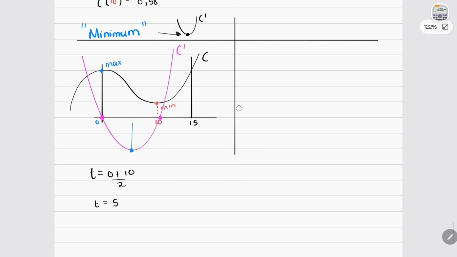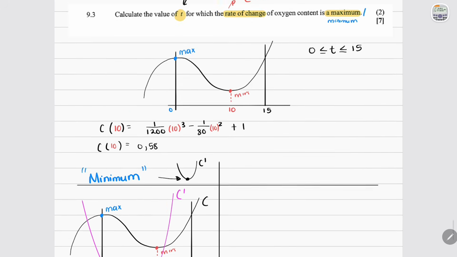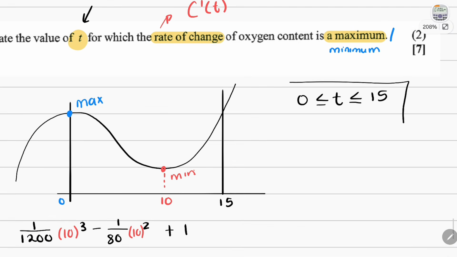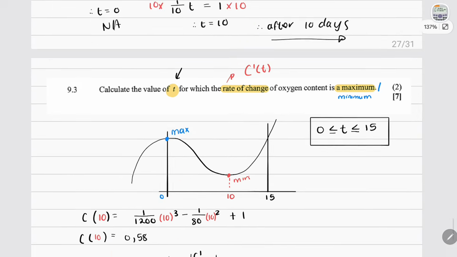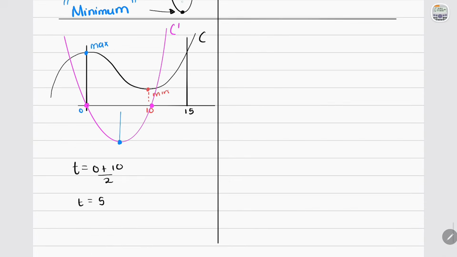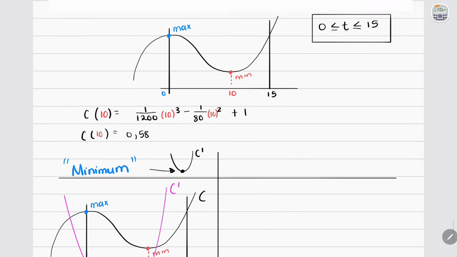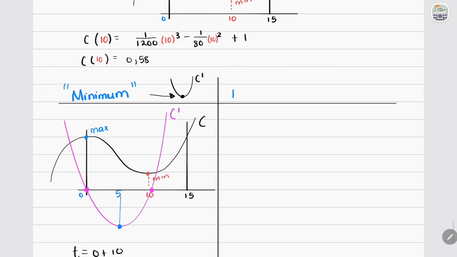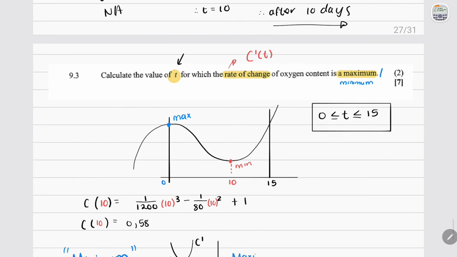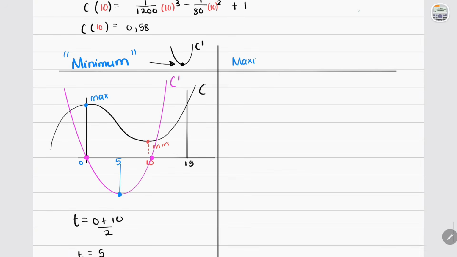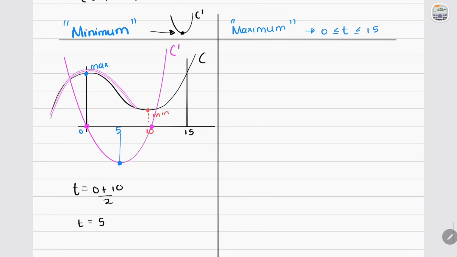But here's the thing. They may not have meant minimum. And here's why I'm saying this. Do you remember that they gave these restrictions? They said t goes from 0 to 15. So here's what I mean by this. I know that the minimum gradient happens at t equals 5. We know that now. But what if they didn't mean minimum and they actually just meant maximum, but you need to take into account that t goes from 0 to 15? Then you're going to have to look at this graph and see where it reaches the highest gradient. Where do we have a maximum gradient?